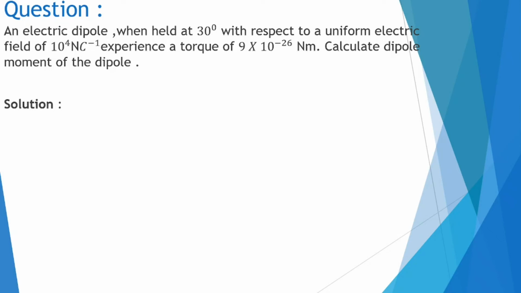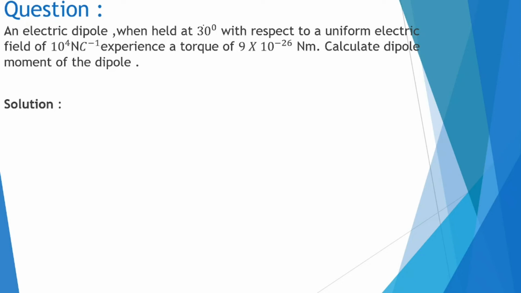The question is: an electric dipole when held at 30 degree with respect to a uniform electric field of 10 raised to 4 Newton per Coulomb experiences a torque of 9 into 10 raised to minus 26 Newton meter. Calculate the dipole moment of the dipole. You can find many questions like this. Maybe they wouldn't give the angle, they would just tell that the torque is maximum. So you should know the angle is 90 degree. And maybe they will tell that the torque is 0, so you should know that it is 0 degree or 180 degree. Keep that in your mind.